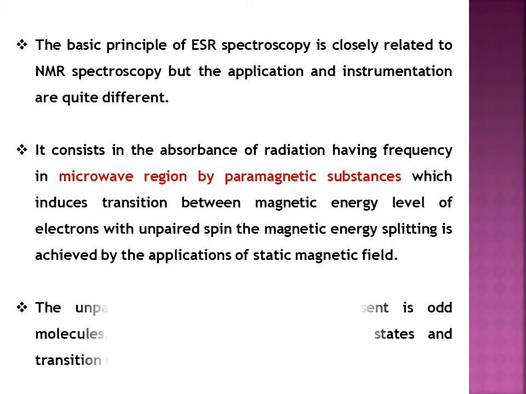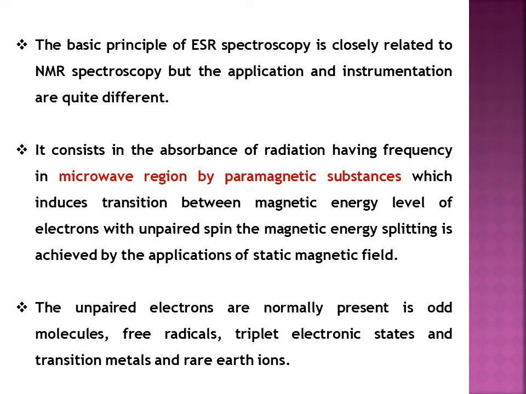The unpaired electrons are normally present as odd-electron molecules, free radicals, triplet electronic states, and transition metal and rare earth ions. So all these: odd electron species, free radicals, triplet states, transition metals and rare earths are ESR active if they have unpaired electrons or free radicals.